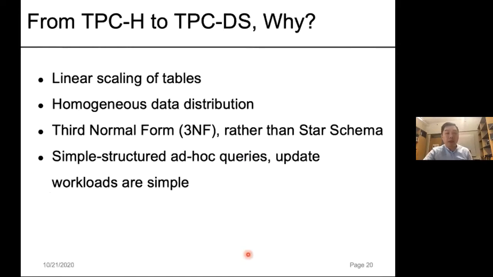However, despite the popularity, TPC-H has several limitations, such as linear scaling of tables, homogeneous data distribution, and it uses the third normal form rather than the star schema. And the workload only involves simple structured ad hoc queries, and the update workloads are simple.